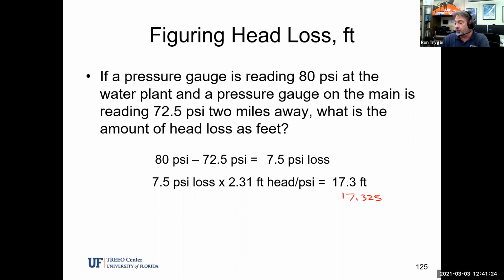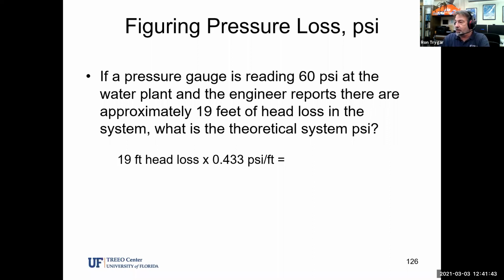The 17.3 feet of head loss can be because of friction in the pipe and valves in the line. We have elbows, things like that, 45 degrees, 90 degrees, all those different turns and twists that we have in the water line. All right, let's try another one.